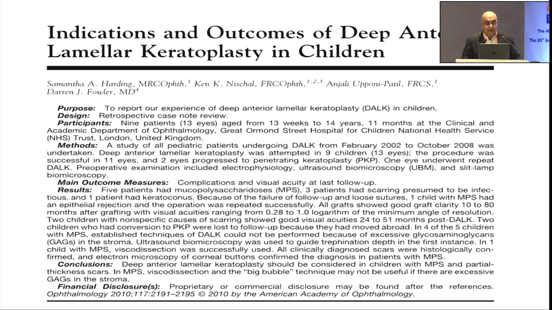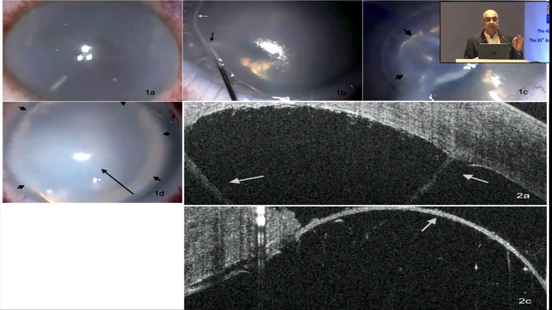I published about this the first time 15 years ago. You can tell that I'm getting old because everything is in decades, not a couple of years. And what we talked about was the use of DALK in mucopolysaccharidoses. Now, if you are in a region of the world where you cannot do enzyme replacement or bone marrow transplant, then it's better to do a PK. Why? Because the endothelium becomes damaged if the children have not had a bone marrow transplant or are not on enzyme replacement therapy. But if they are, then a DALK is much better.